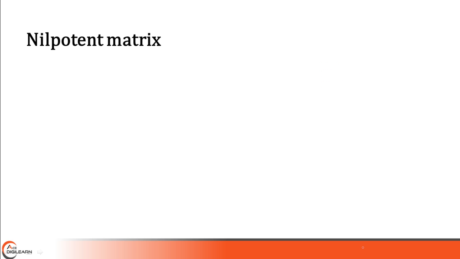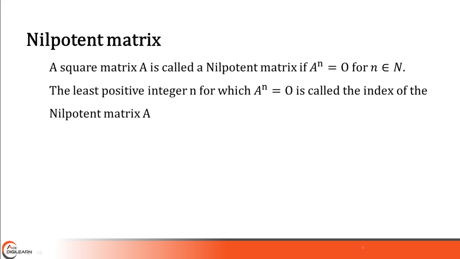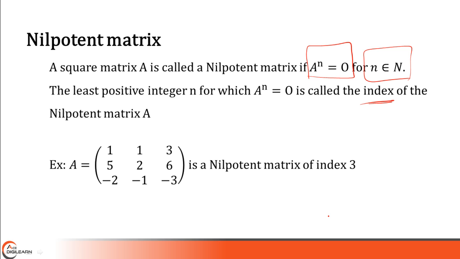Next type of matrix, nilpotent matrix. A square matrix A is said to be nilpotent if A power n equals 0, where n is any natural number. The least positive integer n is called the index of that nilpotent matrix. See an example. For this example, A cube equals a 0 matrix, hence the given matrix is nilpotent of index 3.